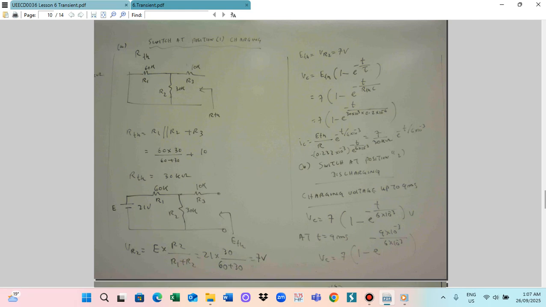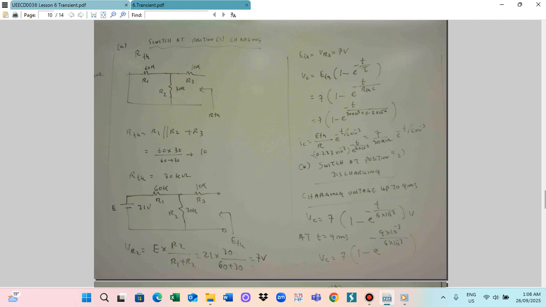So ETH you can calculate. How to calculate the ETH: the voltage is 21 volt. The voltage across R2 is the same as the ETH, because in this circuit the line of R3 is open. So then we have to find the voltage across R2. So VR2 you can calculate using the potential divider theorem, E multiplied by R2 divided by R1 plus R2. So this is the VR2.